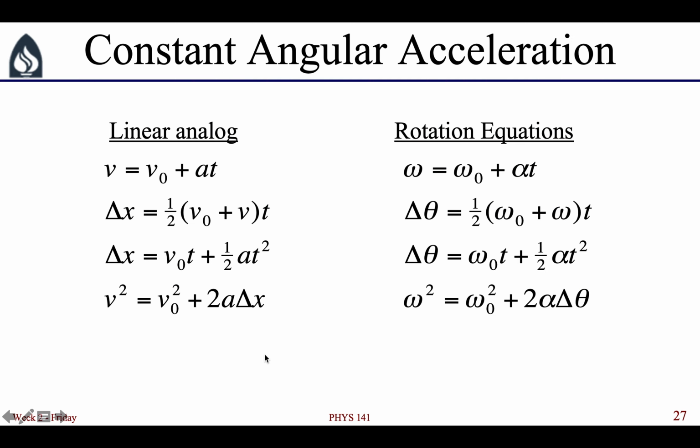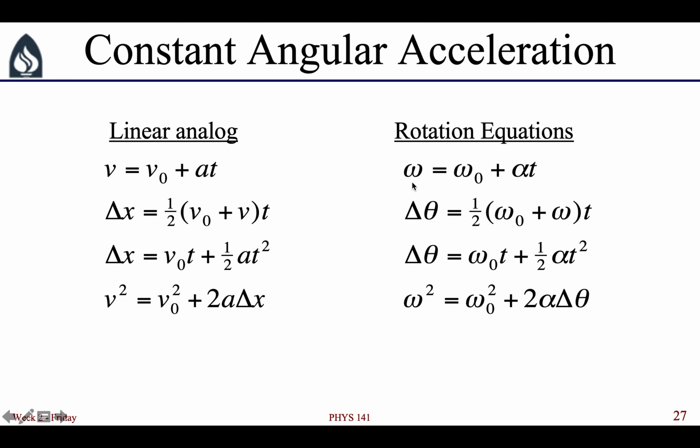Now, previously we were looking at constant angular velocity, but if the angular acceleration is constant, so you have something that is rotating and the rotation is either speeding up or slowing down at a constant rate, then you can make an analog between the equations for constant linear acceleration, and write down those same equations with angular quantities instead of linear ones. So v equals v naught plus at becomes omega equals omega naught plus alpha t.